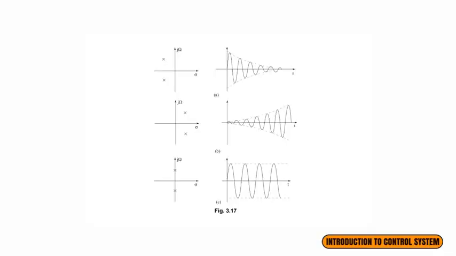It means as scale increases, the poles are moving closer to the jω axis. That's why oscillations are increasing. Already I said that the poles are very close to the jω axis, what will happen? The oscillations will be more.